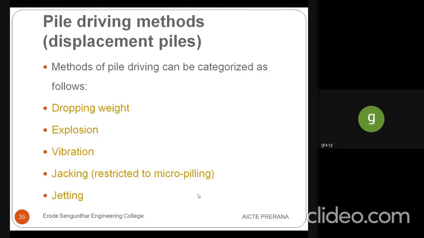Then the second topic is pile driving methods. It is also called displacement piles. The methods of pile driving can be categorized as follows. First is dropping weight, second is explosion, third is vibration, fourth is jacking, and fifth is jetting.